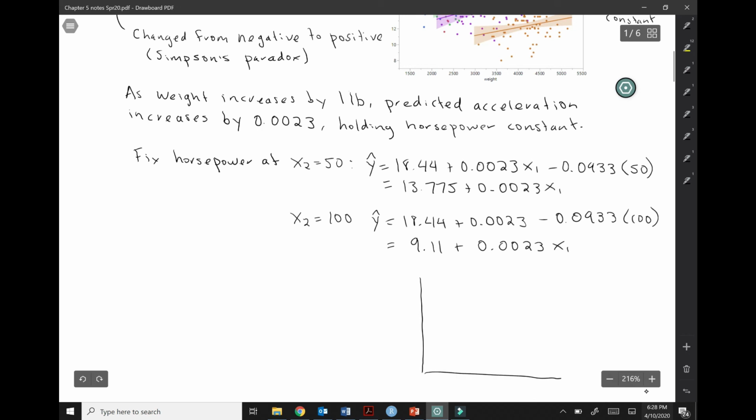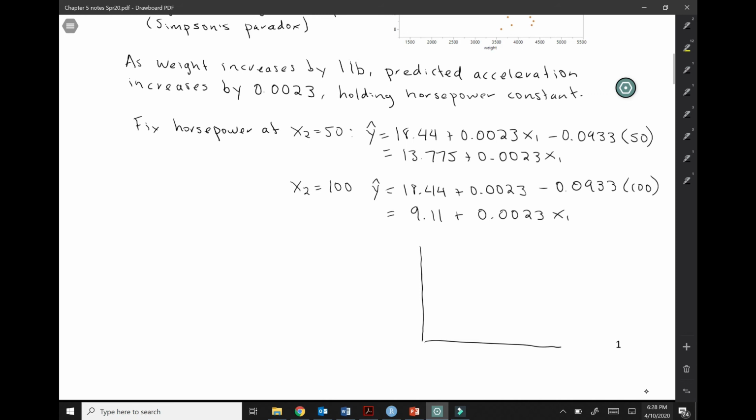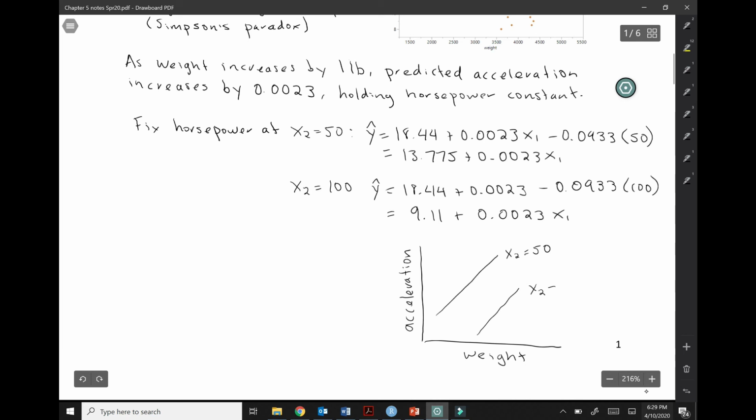Okay, so let's draw this on the graph, mimicking what we've got up there, but this one is just looking at this model. So we have acceleration here, and weight on our x-axis. So let's draw the line. If we were to draw the line for x2 equals 50, horsepower equals 50, maybe it looks like that. And then the one for x2 equals 100 is parallel because it's got the same slope, but it's lower. Okay, so then this is the relationship.